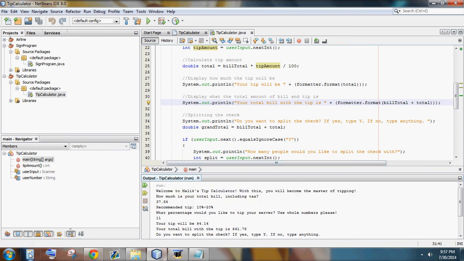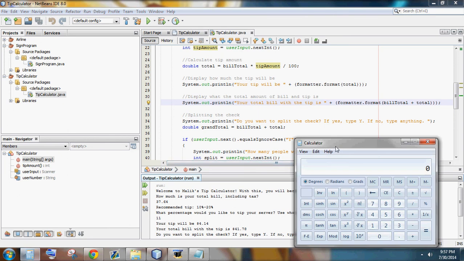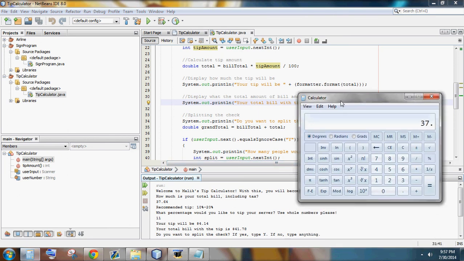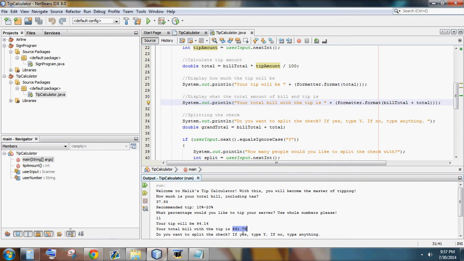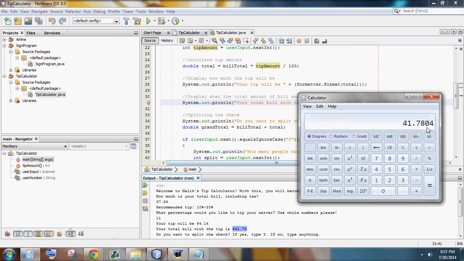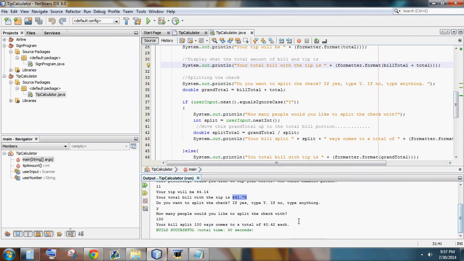And to make sure that this is correct, let's do it on the calculator. 37.64 times 1.11. I don't put 0.11 because if I put 0.11, it'll do 0.11 of 37.64, then I'll have to add it on. So 1.11 will give me the exact answer. 41.78, which is the same as right here, 41.78. And split it between 100 people. 42 cents, you round that, and that's how I get 42 cents each.